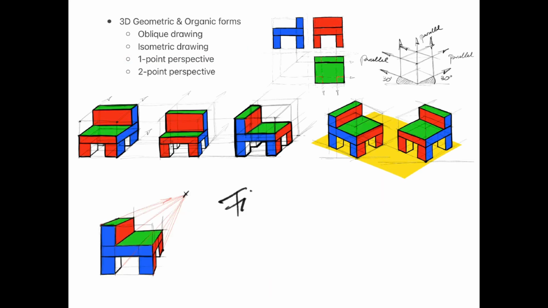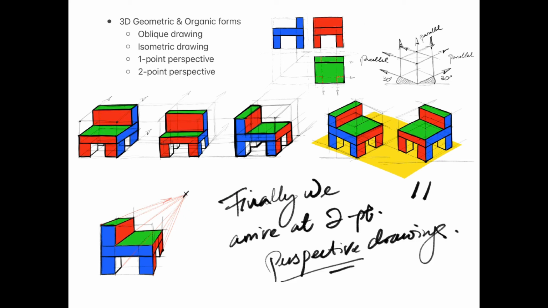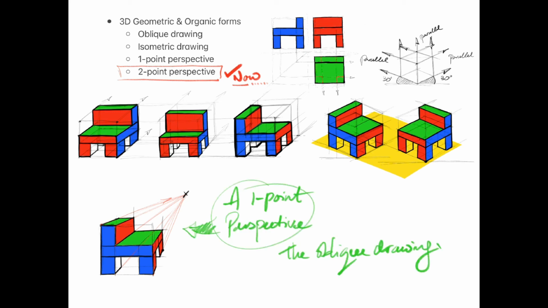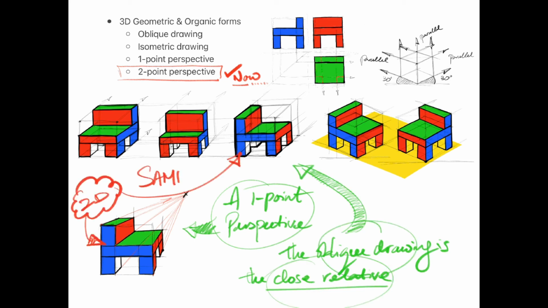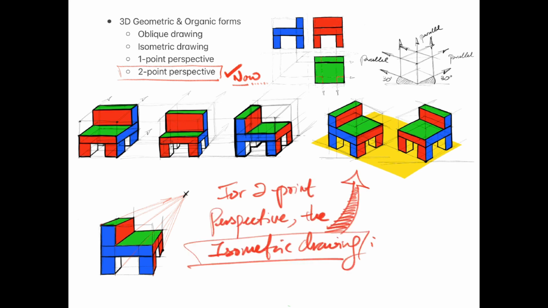Finally, the two-point perspective. It may be interesting to know that oblique drawing and the one-point perspective are relatives, very close relatives, and the two-point perspective and the isometric drawings are another set of relatives. They are very similar.